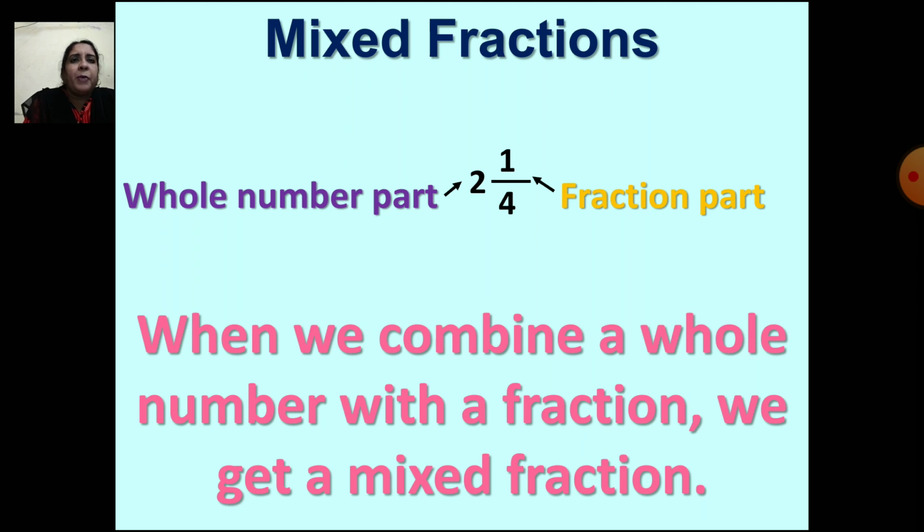Now which is the whole number here in this example? You can see with the arrow mark shown. 2 is a whole number and 1 upon 4 is called what? It is called a fraction. So one whole number and one fraction part together is called a mixed fraction. Now there are different types of mixed fraction. We cannot say type, but I can give you examples of mixed fractions. Now let us see the next.